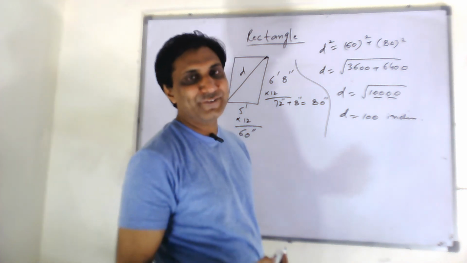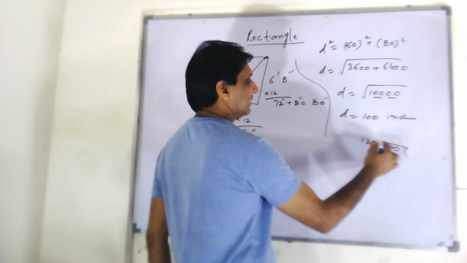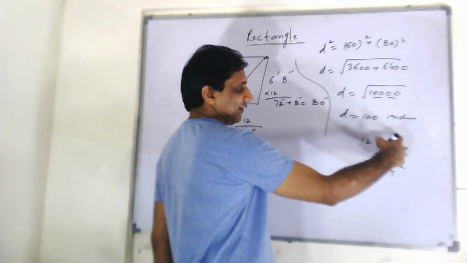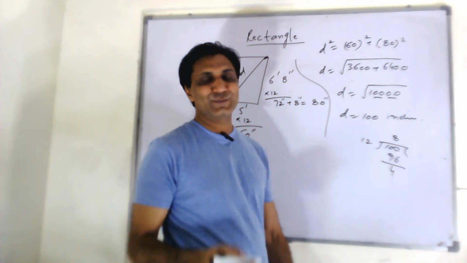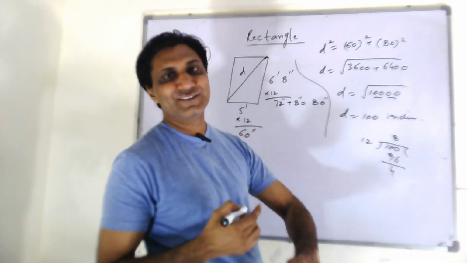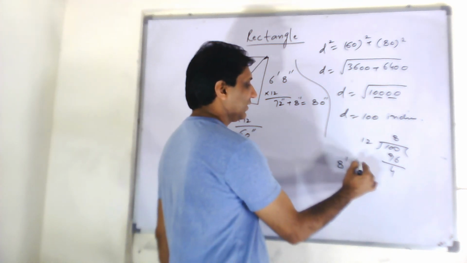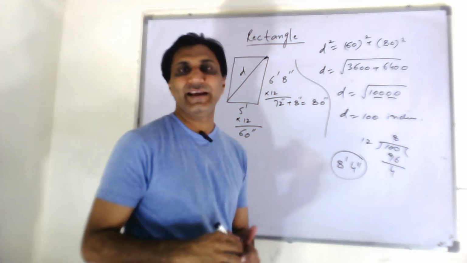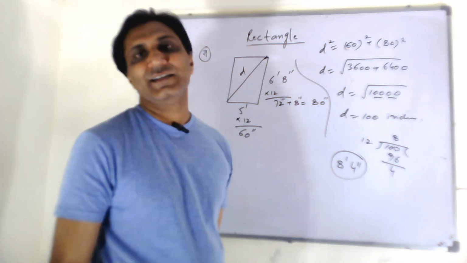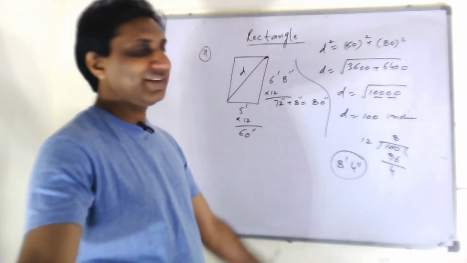Now, how many feet are there in 100 inches? You divide it by 12 again. 12 8s are 96. So 8 feet and you are left with 4 inches because 96 inches are equal to 8 feet. So you are left with 4 inches. So the answer to this is 8 feet 4 inches. 8 feet 4 inches is the length of this diagonal distance. Okay, so the question number 7 answer is 8 feet 4 inches.